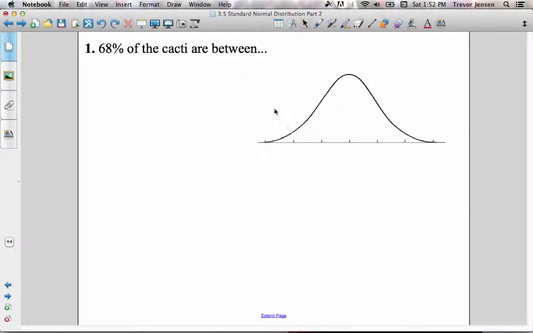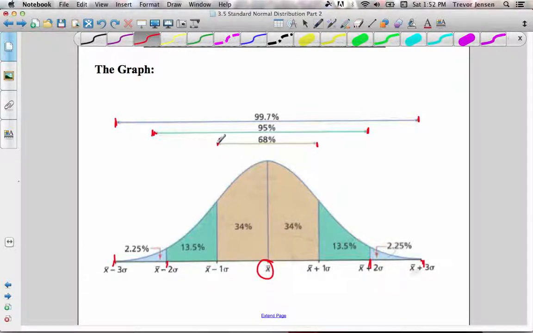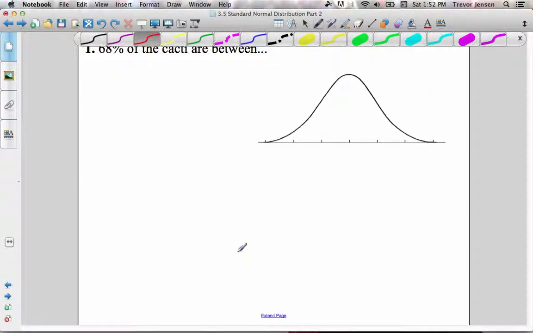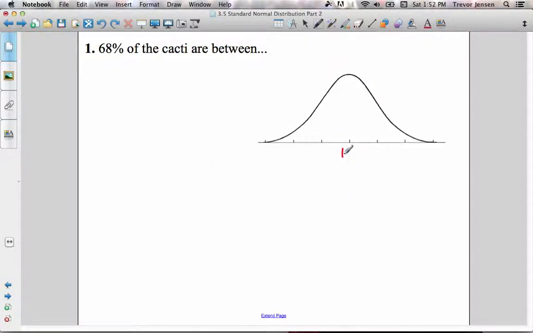So to do that, you'll have to remember back to our original diagram here, 68% of the data in a normal distribution will be within one standard deviation of the mean. So our mean was 1.4, so our mean is right in the middle, and our standard deviation was 0.3, so it goes up by 0.3s and down by 0.3s this way.